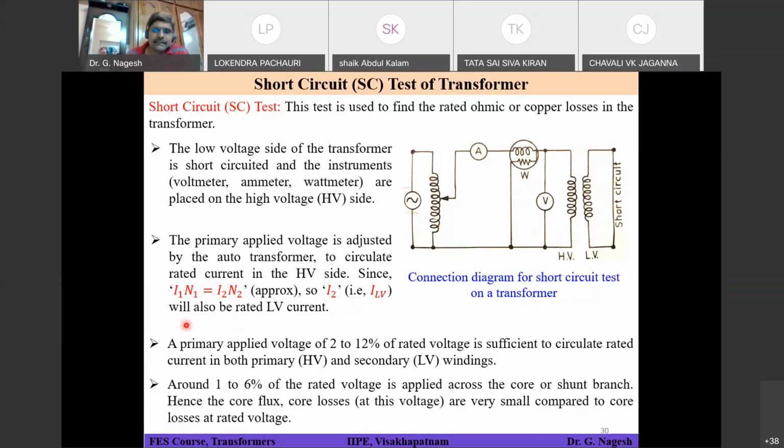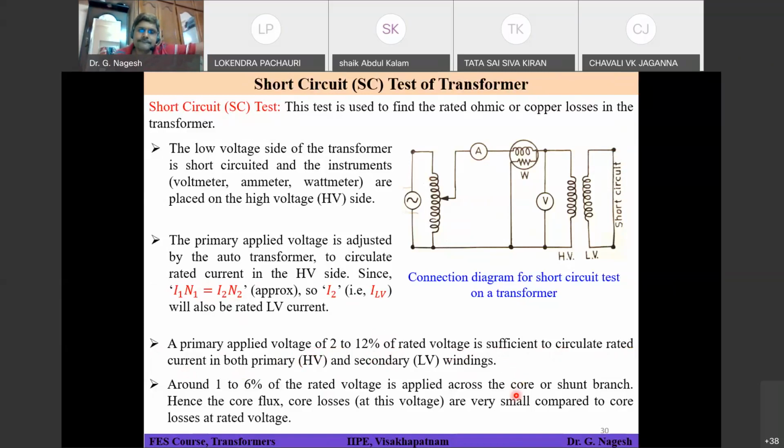A primary applied voltage of 2 to 12% of the rated voltage is sufficient to circulate rated current in both HV and LV windings. What does this statement mean? A primary applied voltage of 2 to 12% of the rated voltage is sufficient to circulate rated current in both HV and LV windings. What is the meaning of this statement?